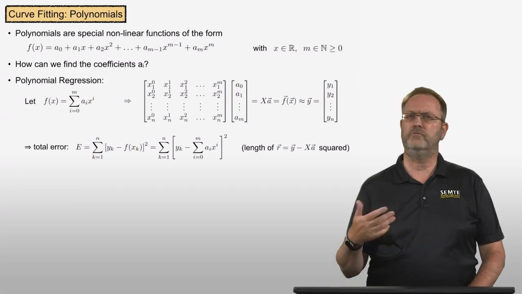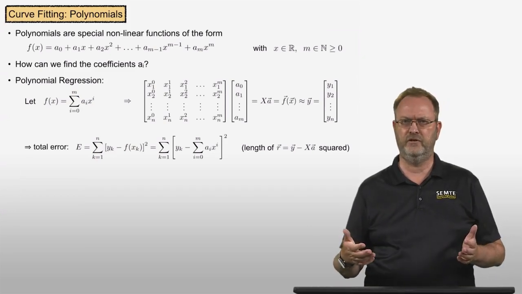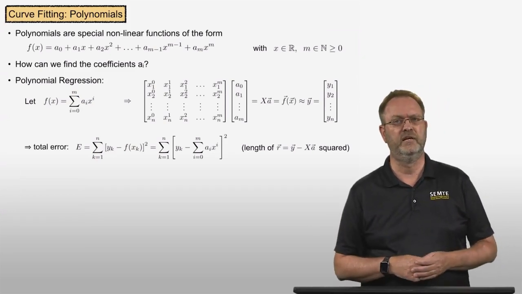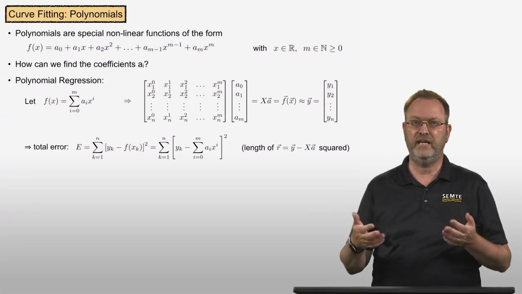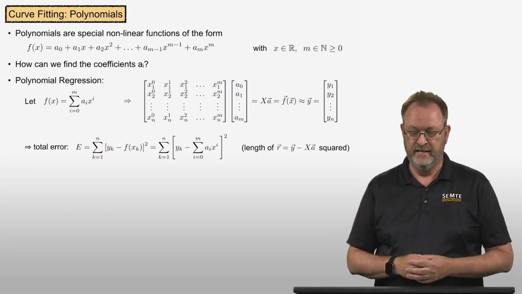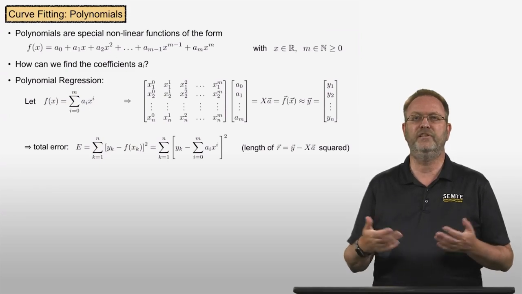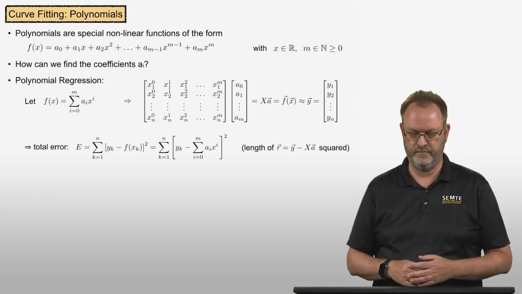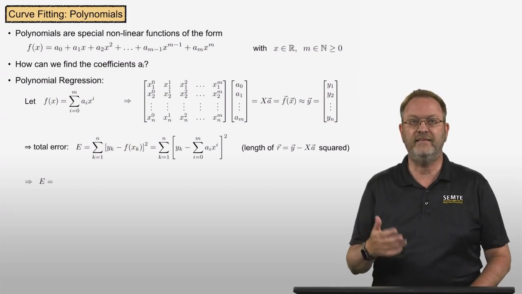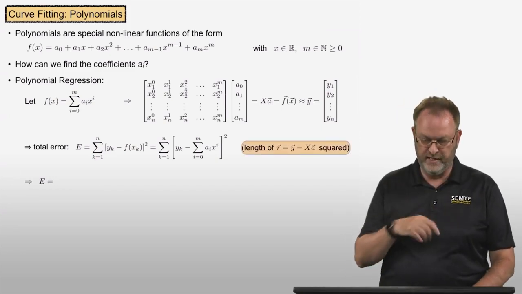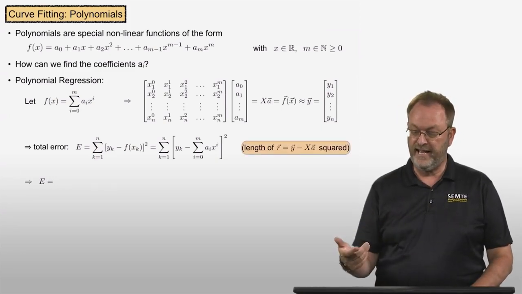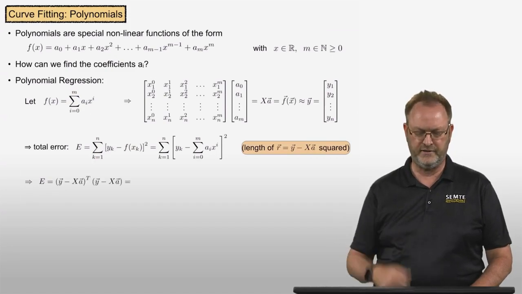So if you think about the residual as a vector, every entry in that vector is the residual value for each one of the data points. Then this is just the definition of what the length of this vector squared is. So let me write the error, excuse me, in the following way: as the length of this vector r squared.